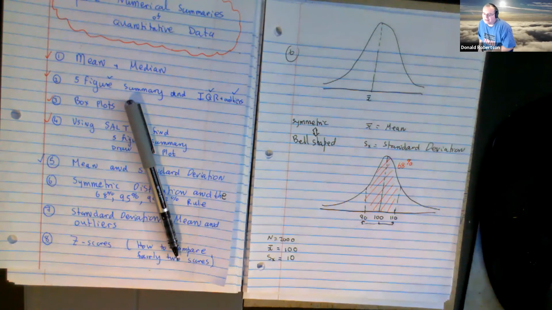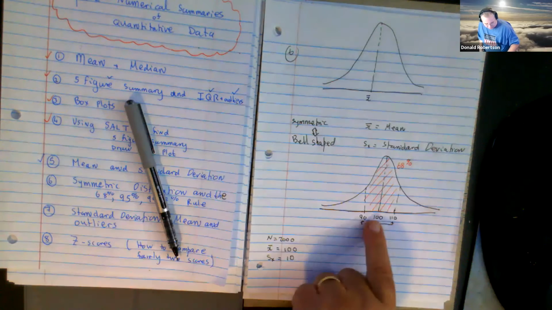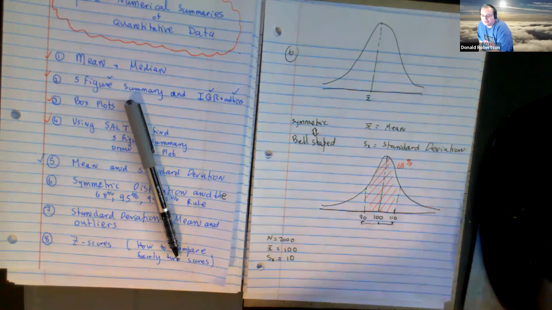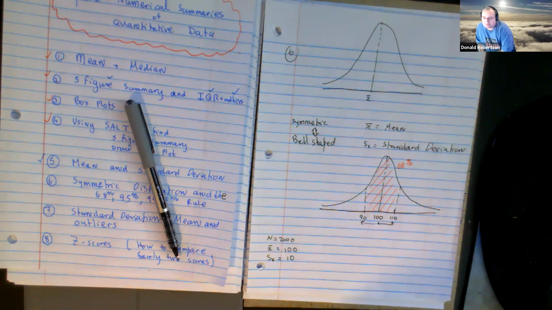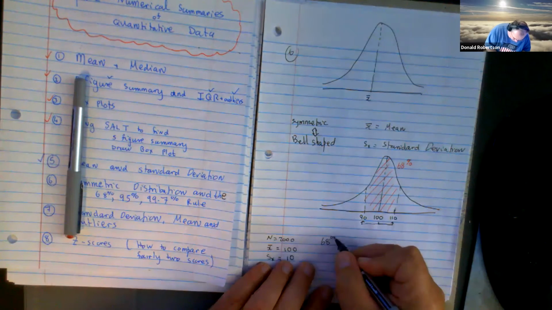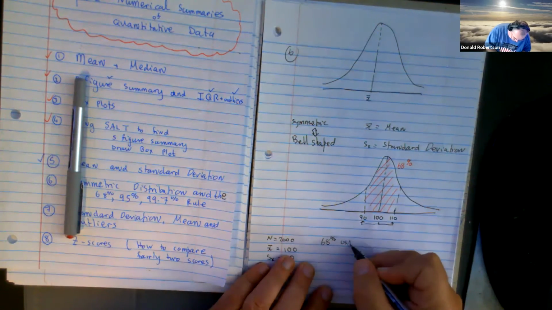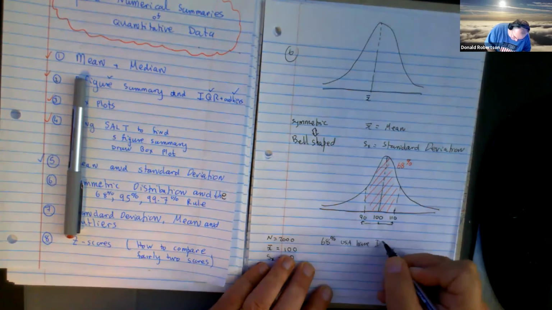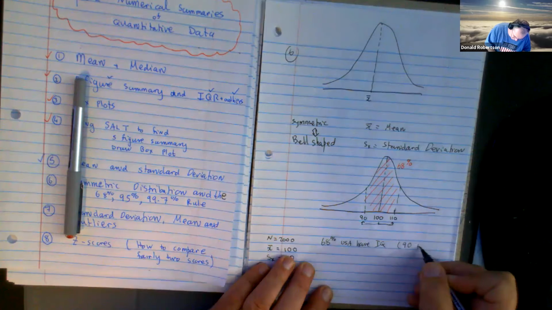And that is a kind of truism. It doesn't matter if you're collecting data about people's height, weight, IQ, how many minutes it takes them to walk to the shops, or whatever the data happens to be. If it is nice symmetric data, within 1 standard deviation of the mean, we've discovered that approximately 68% of all the people. So in my story, 68% of people, Americans, have an IQ in the range 90 to 110.